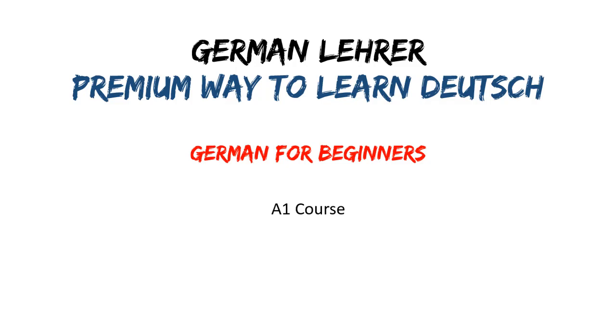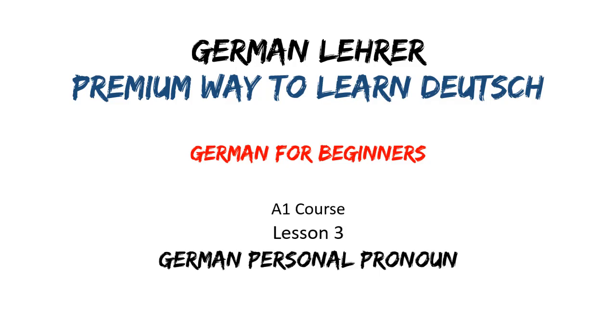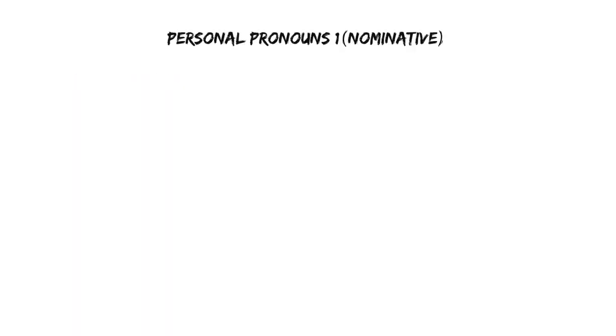In this lesson 3 of A1 course, we will learn about German personal pronouns. I am your mentor Joseph with you, and together we are going to learn. Let's begin with the first case, and it is nominative case. In the nominative case, pronouns are the subjects of the sentence. We start with the singular form in first and second person.